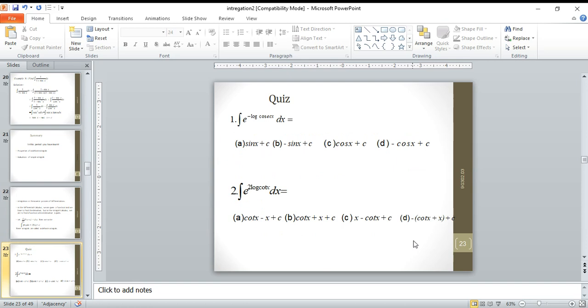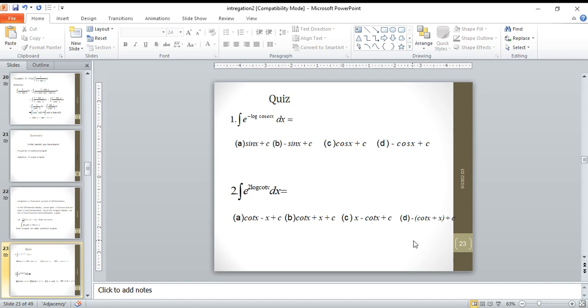These integrals are called indefinite integrals. Now the practice questions. Integration e power minus log cosec x dx. Here e power and log are opposite operations, so that is integration of 1 by cosec x, and 1 by cosec x is sin x. The integration of sin x is minus cos x plus c. That is, D is the correct answer.